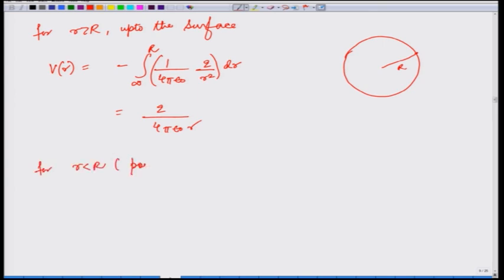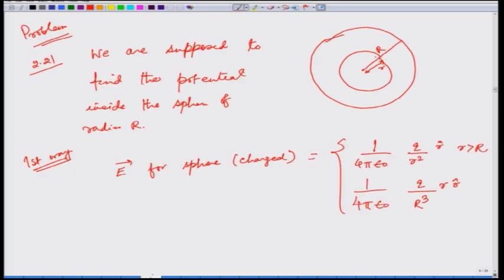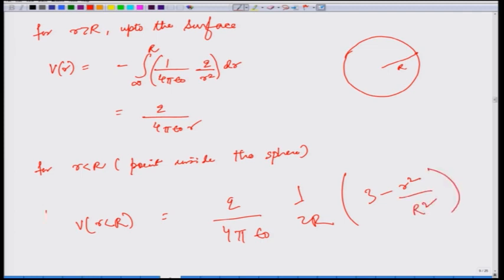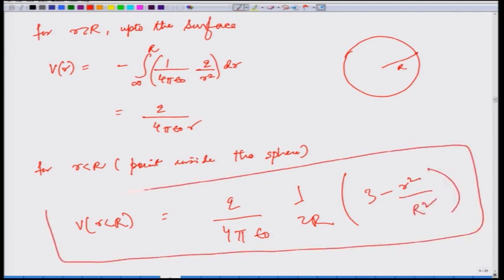And for r less than R, that is a point inside the sphere, do the same thing. We already know what the electric field is inside, so just do the calculation and the result will be something like this. V for r less than R will be q by 4 pi epsilon naught R times 1 by 2 times 3 minus r square by R square. I am leaving the second part of the calculation up to you. This is simply an integration over r, nothing else.